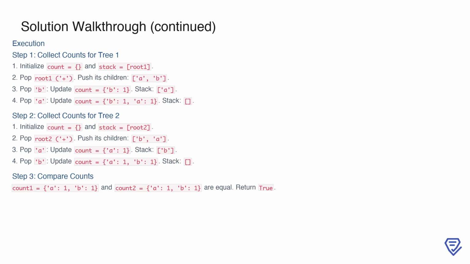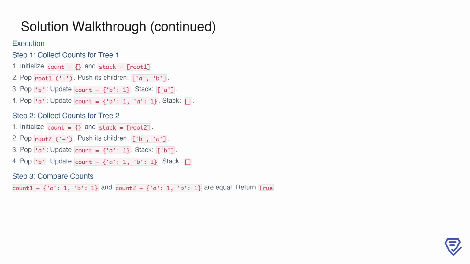The stack is now empty, so we have completed the traversal for tree 1. We repeat the same process for tree 2. The root node is popped and its children, b and a, are pushed onto the stack. This time, we pop a first, updating the dictionary to {a: 1}, then b, updating it to {a: 1, b: 1}.